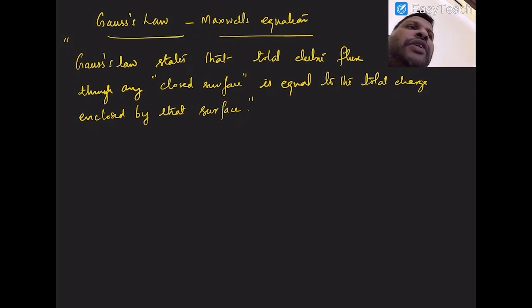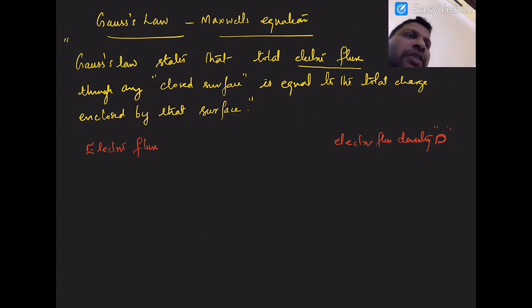So next we will discuss Gauss's law. Gauss's law states that the total electric flux through any closed surface is equal to the total charge enclosed by that surface. Before that, we will first define what is electric flux. We have already defined electric flux density, which is D. Now we will define what is electric flux.